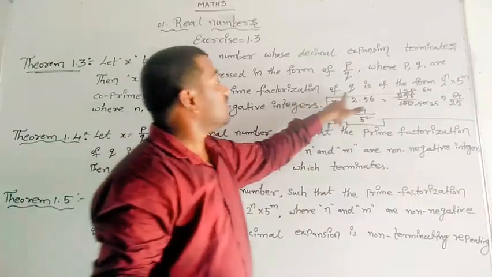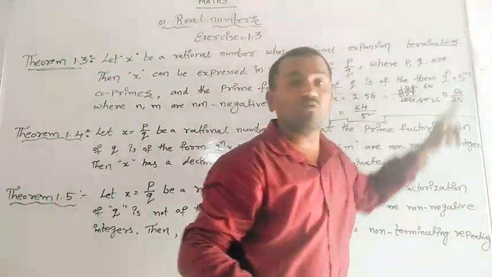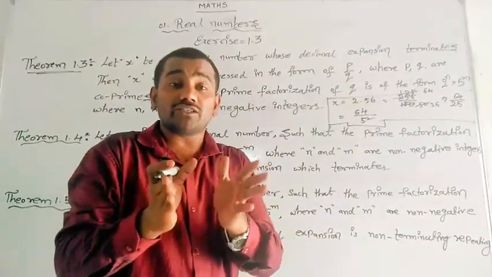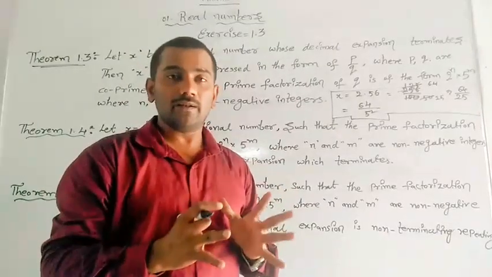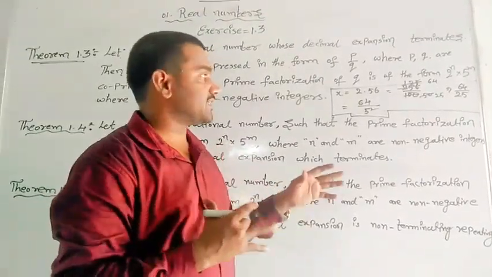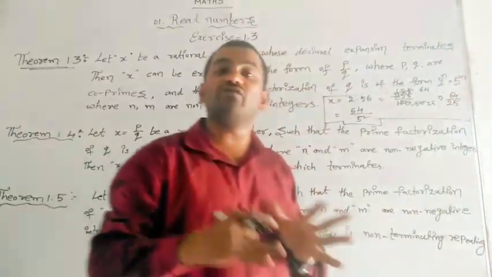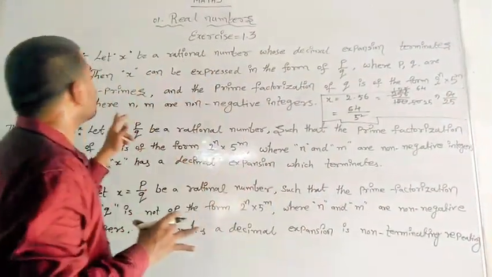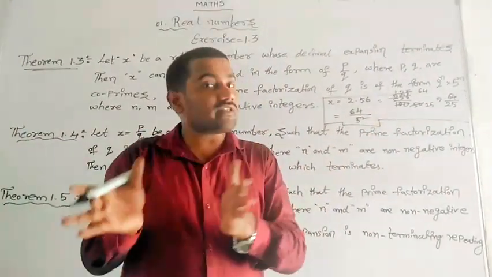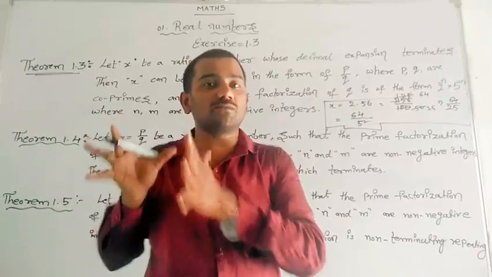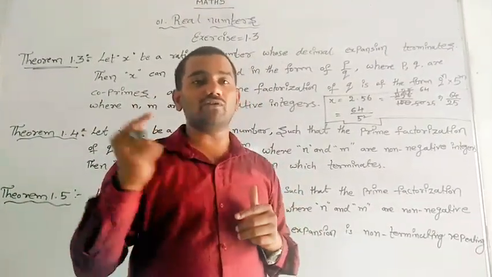So the prime factorization of q is in the form of 2 to the power of n into 5 to the power of m. Keep the textbook with you so that you can understand more clearly if the letters are not visible. This theorem is there in the textbook. If the prime factorization of q is in the form of 2 to the power of n into 5 to the power of m, then yes, here it is in the form of 5 to the power of m. As I told you in my previous video about decimals, I will give that video link in the description. If you have not seen that video, please see it.